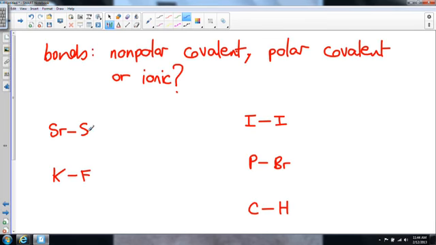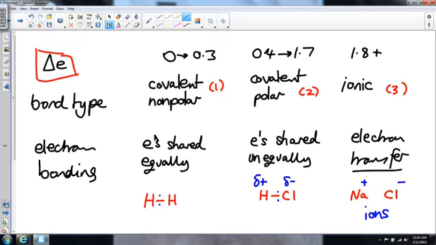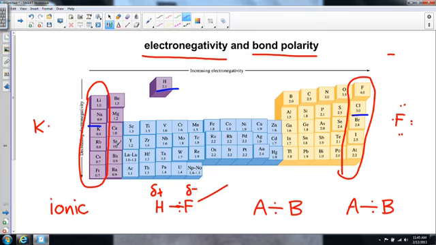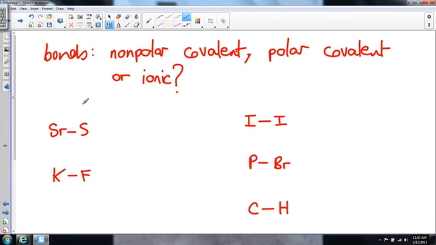Alright, strontium and sulfur. Strontium has an electronegativity of 1.0. Sulfur has an electronegativity of 2.5. So we take the biggest one, subtract the smallest one, and we get an electronegativity difference of 1.5. And of course that puts us in a polar covalent bond, because that's more than 0.4 and less than 1.7, with the electrons being displaced towards the sulfur, giving us a bond that can be represented by this.